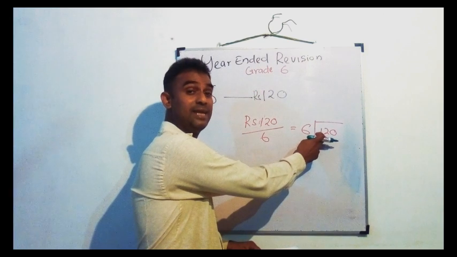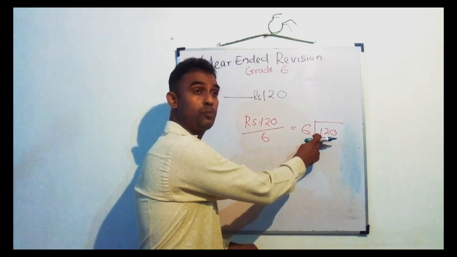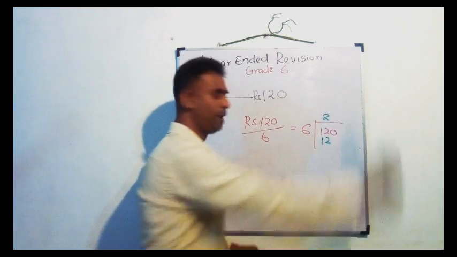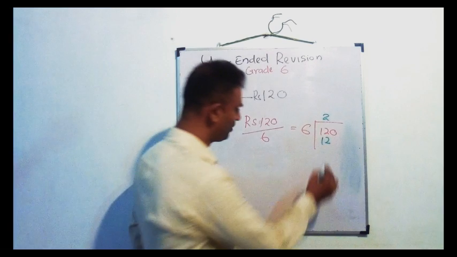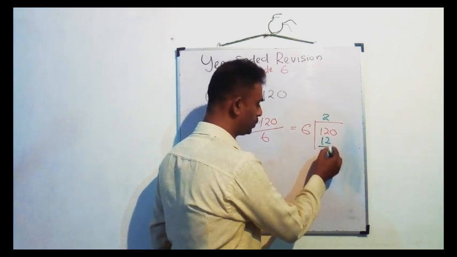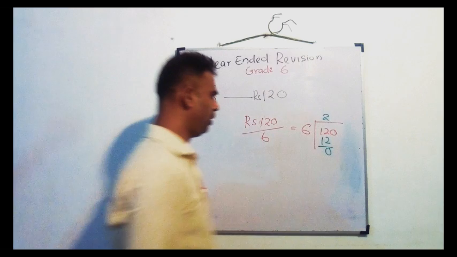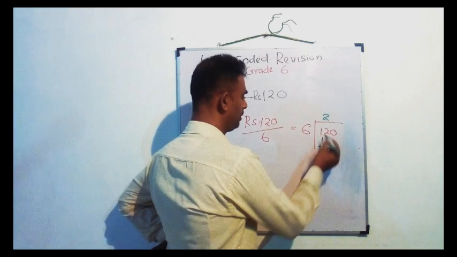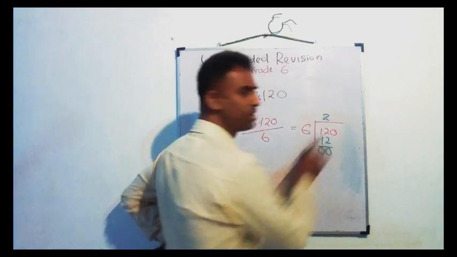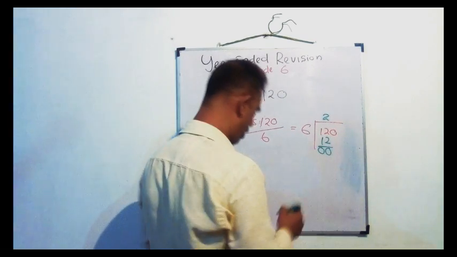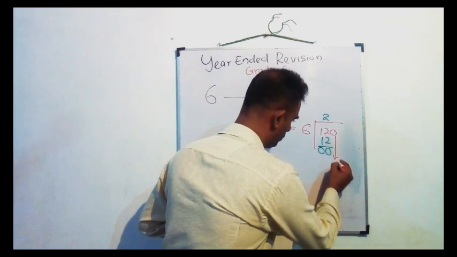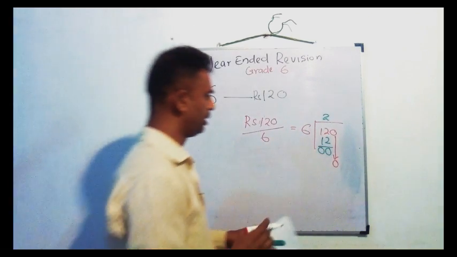Therefore we take the second digit, that means 12. How many 6s for the 12? We know 2. 6 times 2 is 12, and we write it like this. After that, we subtract these two values: 12 minus 12 is 0, and 2 minus 2 is 0. Now another 0 is remaining. This 0 we take down.